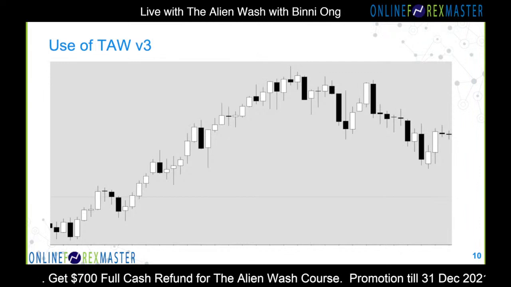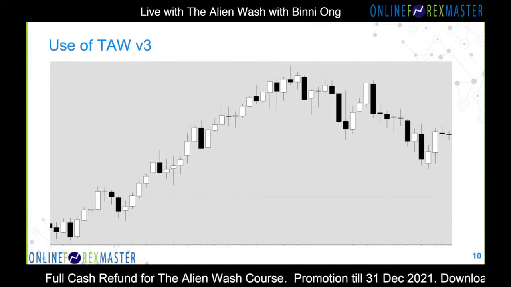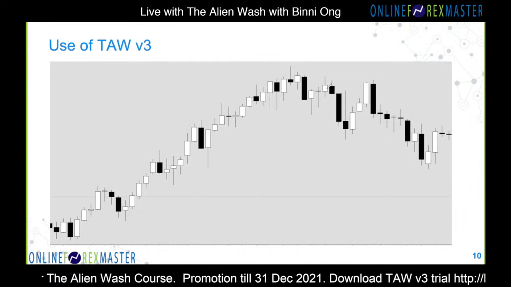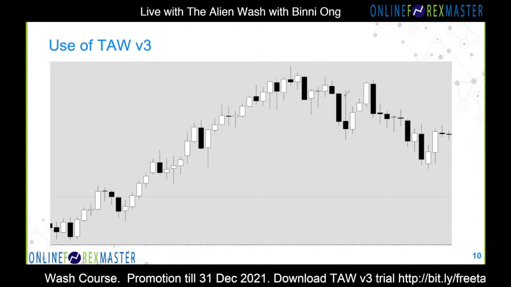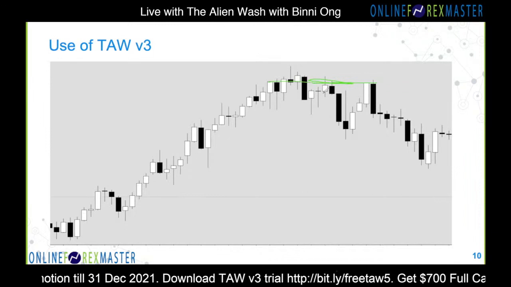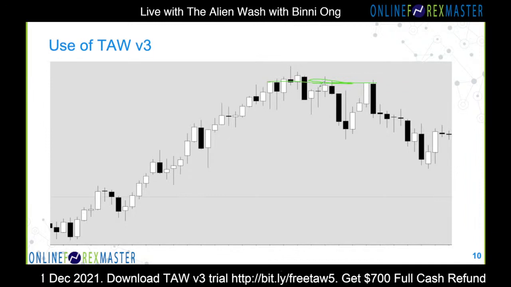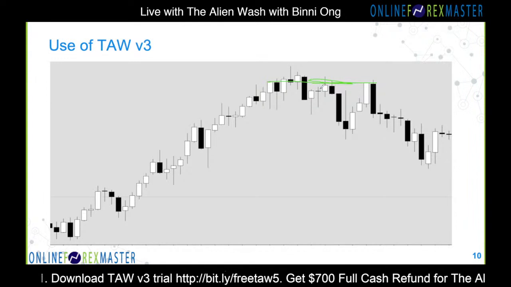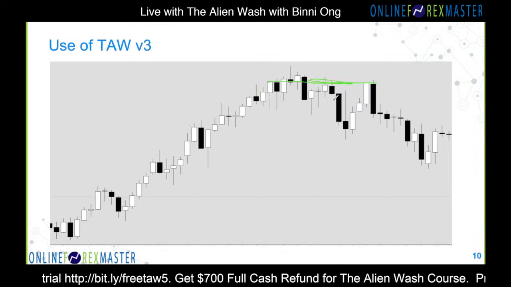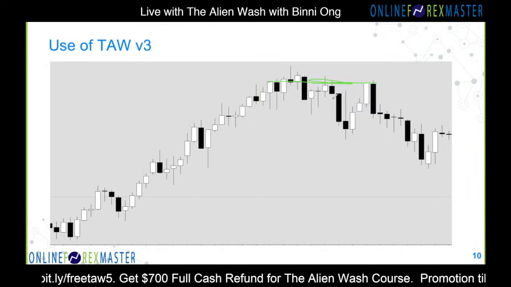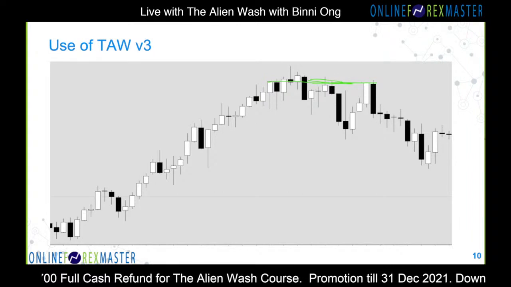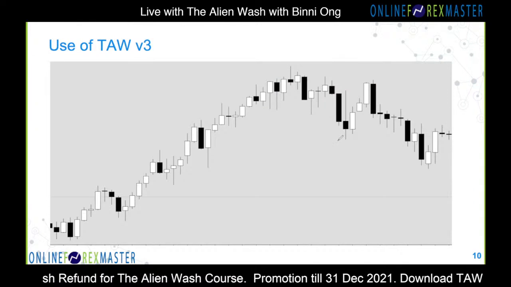Again, as I said, there are specific locations where we look for a wash and rinse pattern. For example, in this case we anticipated there could be a wash and rinse, partly because this bar was near this high, which is also an all-time high for this particular pair. A lot of news flow was talking about how nice this pair is and going to be, but unfortunately it just had a wash and rinse.